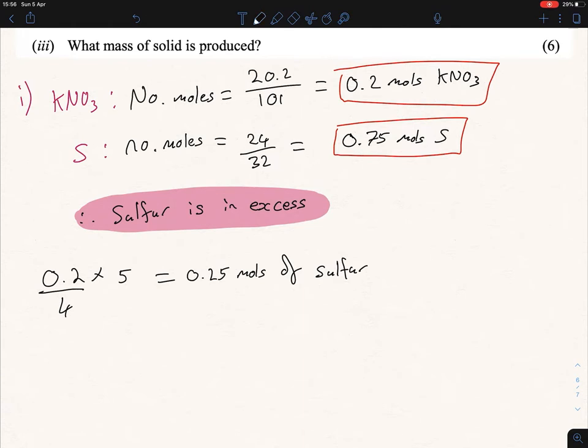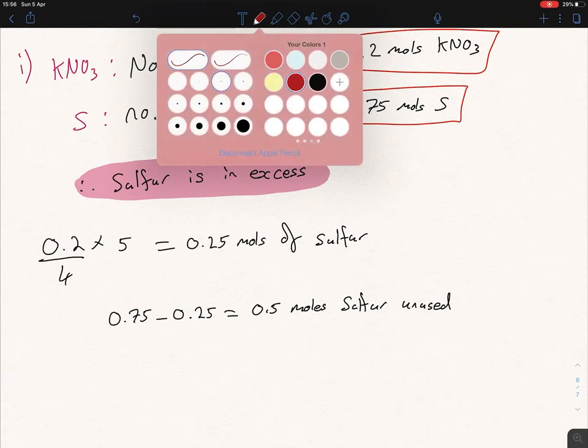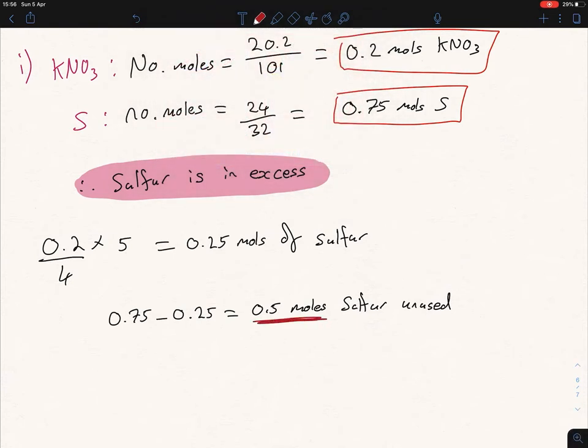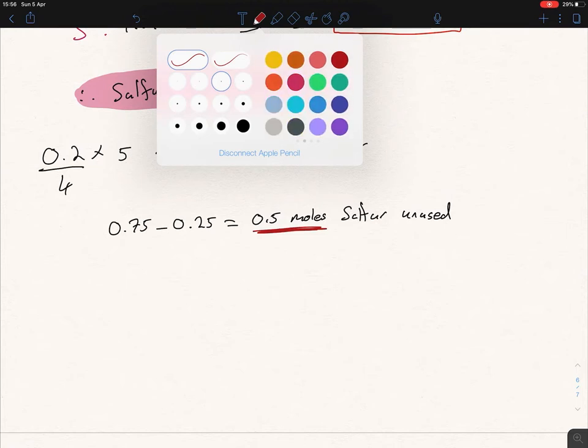So if we used 0.75 in total, 0.75 minus 0.25, if we do that out, we're going to get 0.5 moles of sulfur unused. This is the number of moles that we're going to use to figure out the mass. So we plug it into our formula.